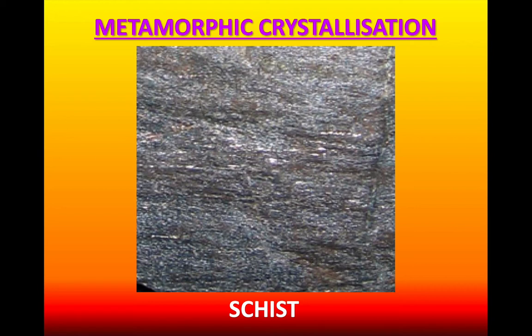The final rock is schist, spelled S-C-H-I-S-T. Schist has very small crystals, maybe 1 millimeter across. It's generally quite dark in colour.